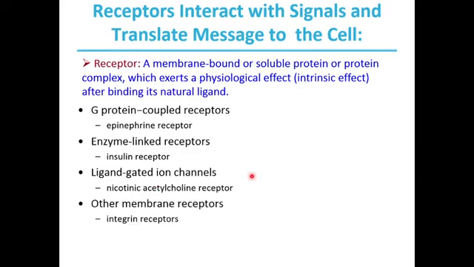Other membrane receptors, such as integrin receptors, nuclear receptors, or steroid receptors, as an example. These are various different receptors within the cells. There are other receptors as well, but these are some of the commonly involved receptors in signal transduction pathways.